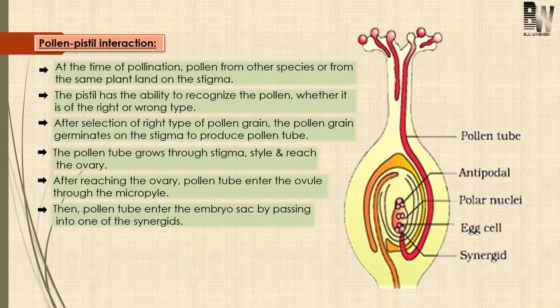Next, come to pollen pistil interaction. Here we will discuss how the pollen tubes are produced and how pollen tube enters into the ovule where the female gamete egg is present, okay.